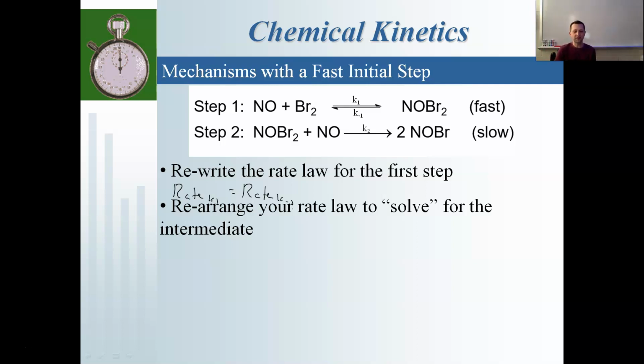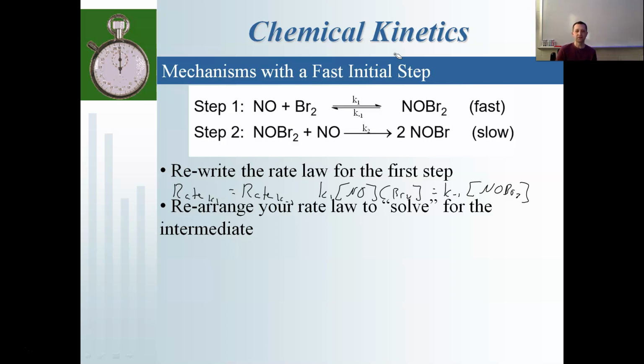So let's substitute in the rate expression for our forward reaction and our reverse reaction into this. The rate law for the forward reaction is going to be K1 times NO times Br2, equal to the rate of the reverse reaction. The reverse reaction is going backwards, going this way, so that's simply K sub minus 1 times NOBr2. So I have K1 times NO times Br2 equals K sub negative 1 times NOBr2.